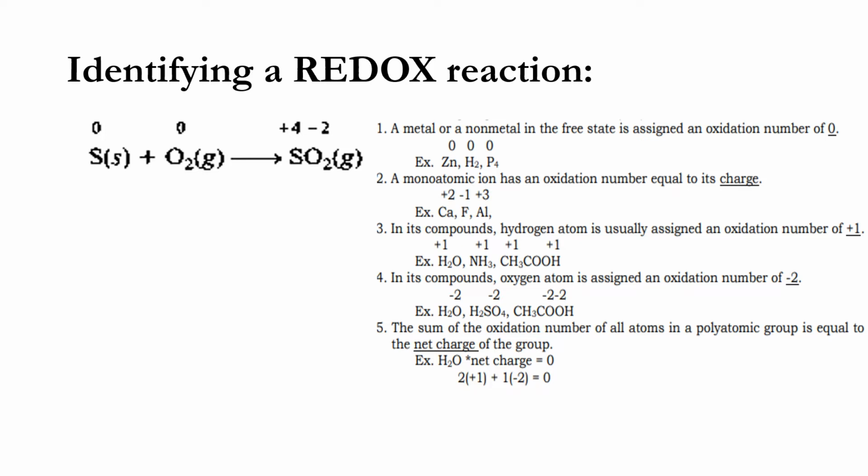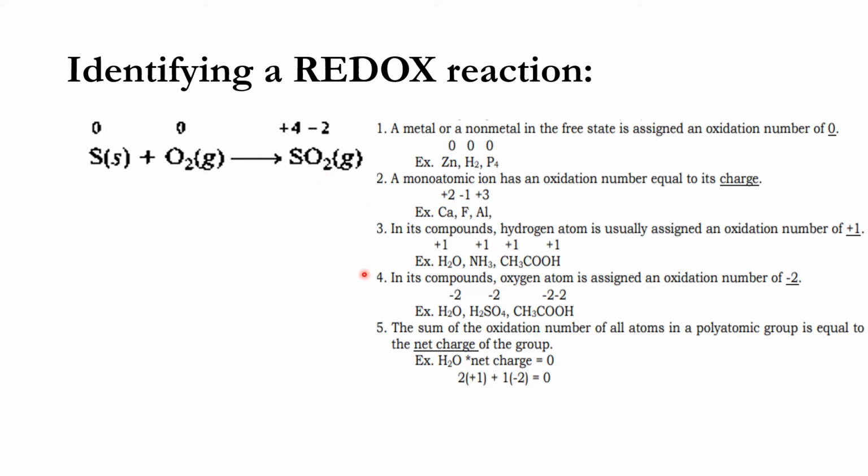Notice that we have reactants that are free and combined. So automatically, according to rule number 1, their oxidation numbers are 0, as you can see here written on top of the symbols. Oxygen in the product side is already combined. So according to rule number 4, oxygen when combined has an oxidation number of -2.